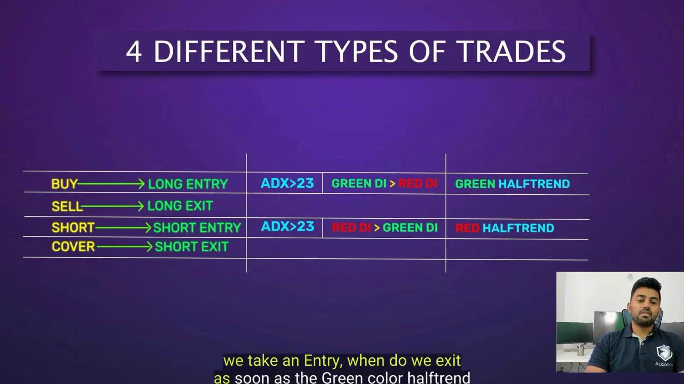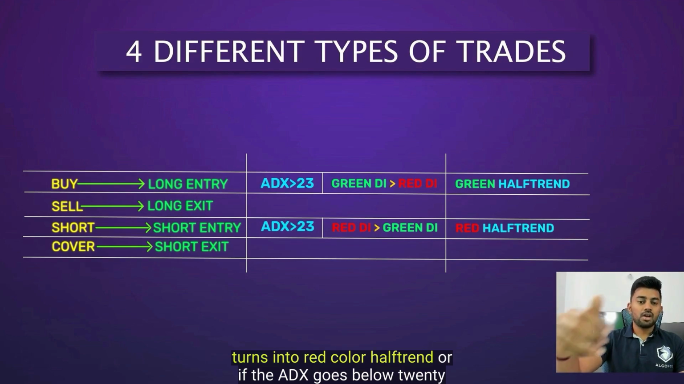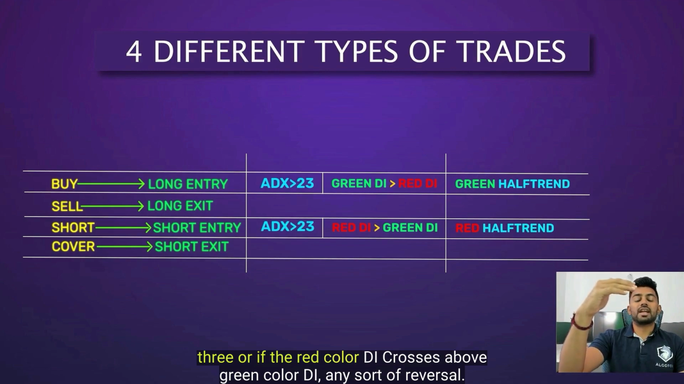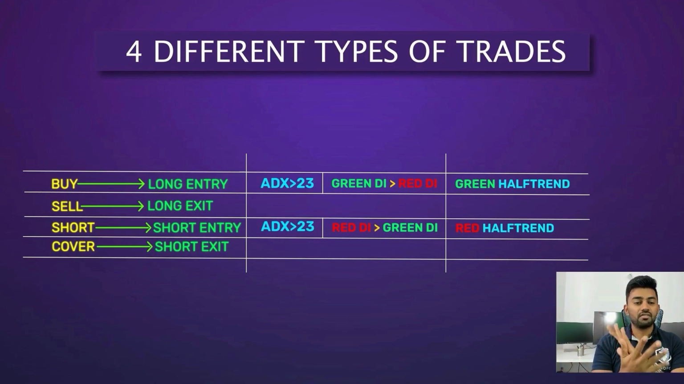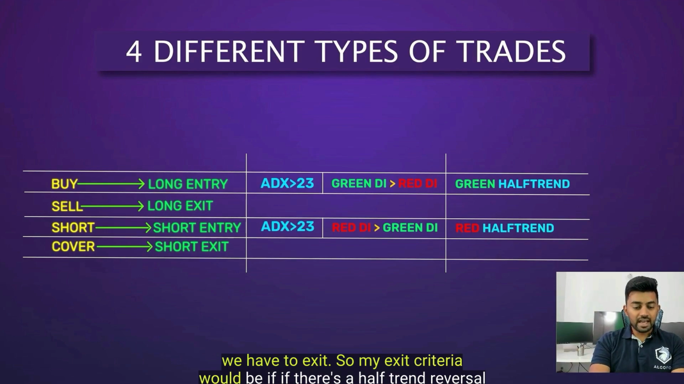When do we exit? As soon as the green color half trend turns into red color half trend, or if the ADX goes below 23, or if the red color DI crosses above green color DI, any sort of reversal. In majority of the cases, you will see green half trend. If it becomes red half trend, we have to exit. So my exit criteria would be if there is a half trend reversal.